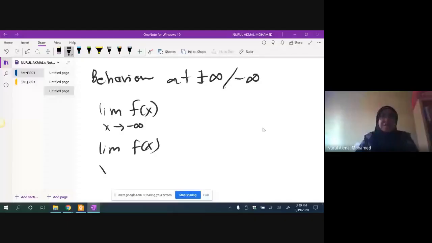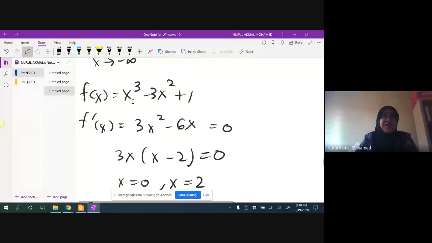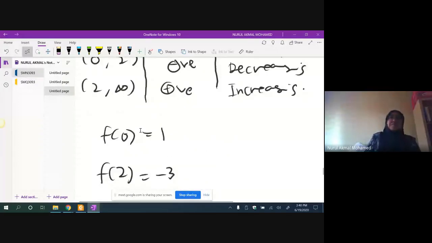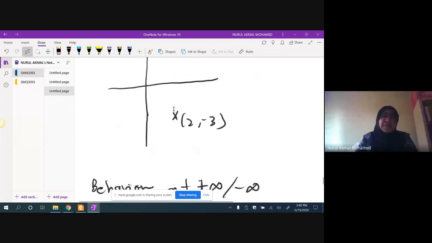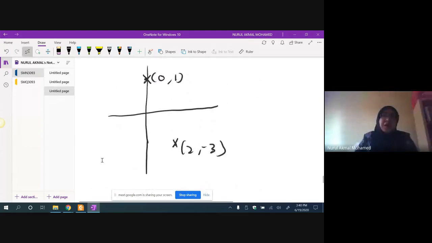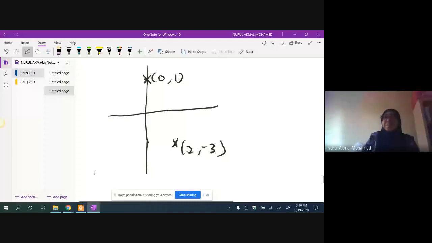So x tends to negative infinity, it is x to the power of 3, so negative will be dominant here, so the values will be negative infinity. For x positive will obviously be positive infinity. So it starts from down, negative infinity. As x tends to negative infinity, the values of f will be negative infinity. So it starts from down here, and then it goes up and reaches this point here, and then it goes down and reaches this point here. And once it reaches this point, it will go up.